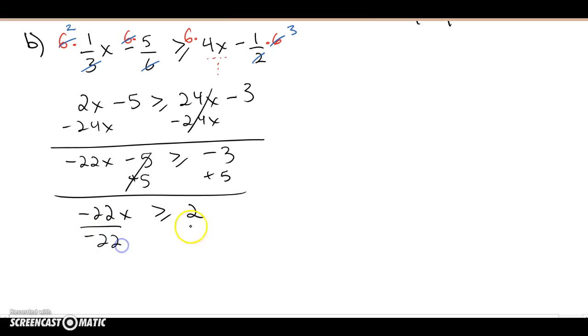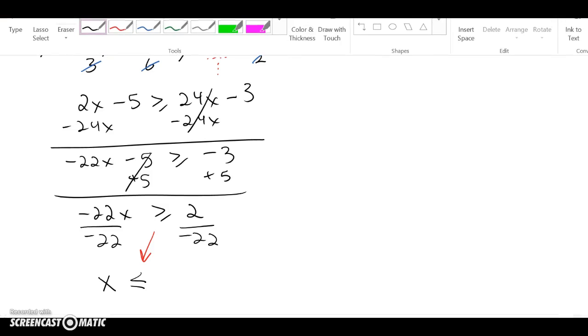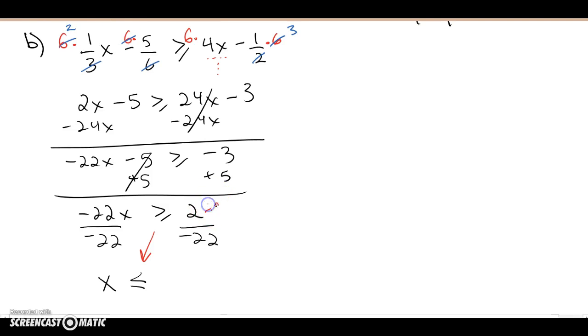Divide by negative 22, divide by negative 22. And since I divided by a negative myself, I have to flip the inequality and make it x is less than or equal to. It looks like I can reduce 2 over negative 22 if I divide top and bottom by 2. So that's going to give me 1 over negative 11. So now I got to sort of approximate what this number is in order for me to be able to visualize it on the real line and then get the interval solution.